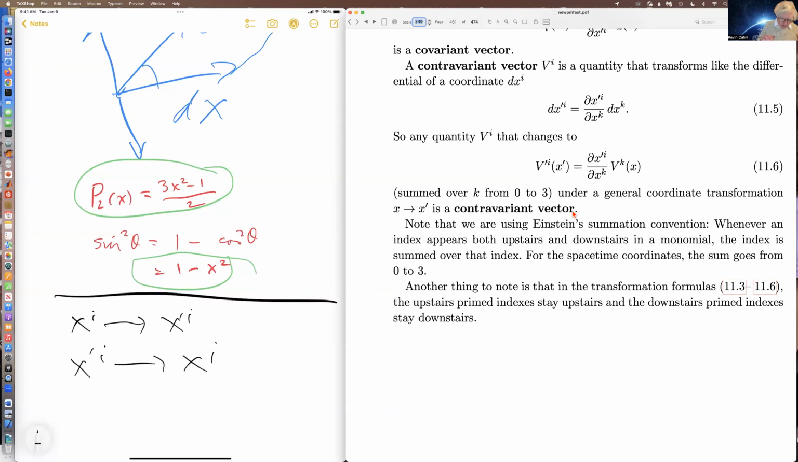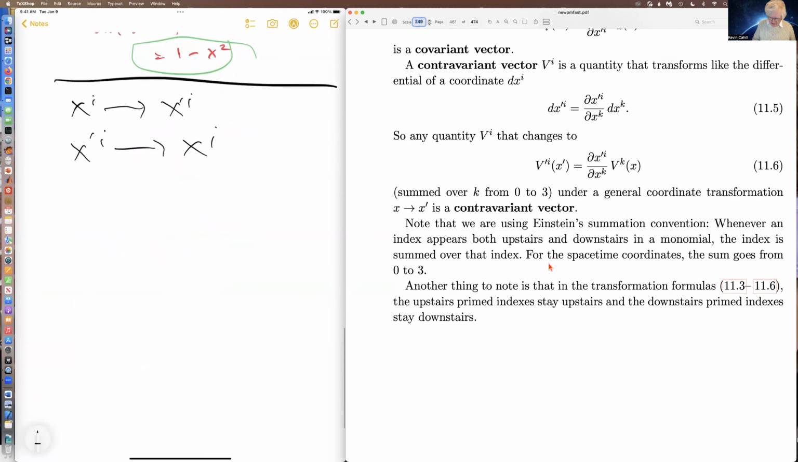The covariant ones are the ones that transform like derivatives, like gradients, and the contravariant ones are the ones that transform like dx's. Notice that I've been using here Einstein's summation convention. Whenever an index appears both upstairs and downstairs in a monomial, the index is summed over that index.